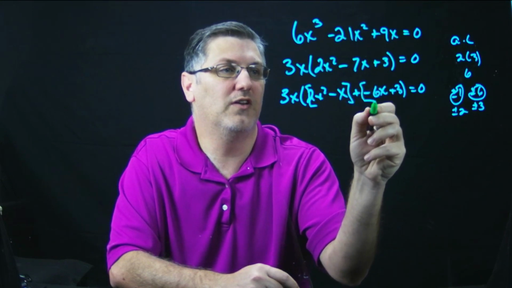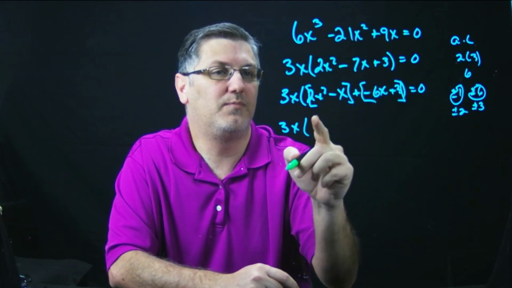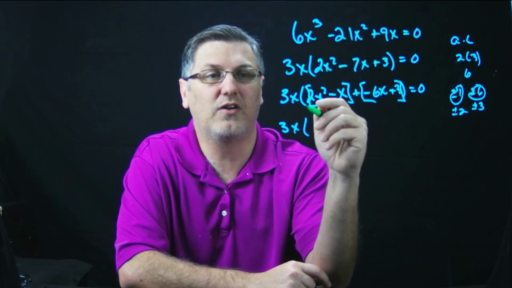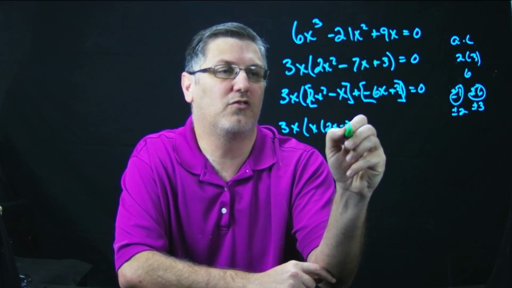So what we're going to do next is group the first two and the second two. So I'm going to keep my 3x on the outside. And I'm going to ask myself, in this first group, 2x squared and x, what do they have in common? They have an x in common, and that's going to leave me 2x minus 1.